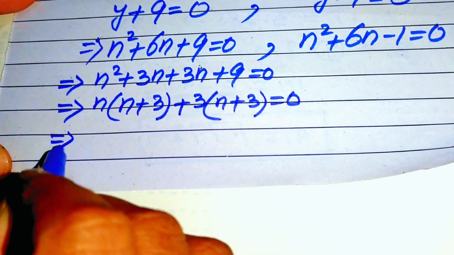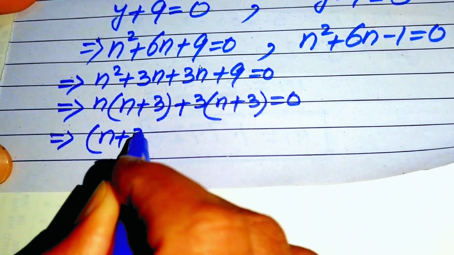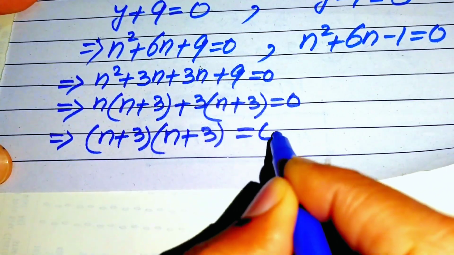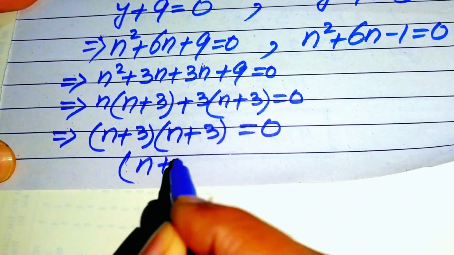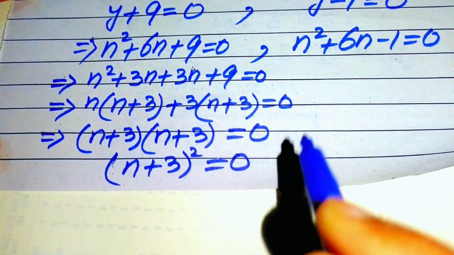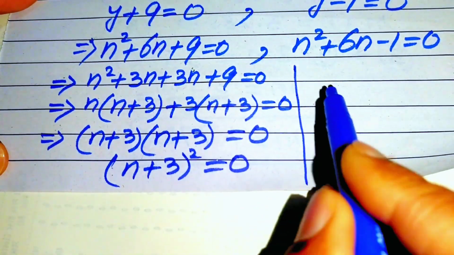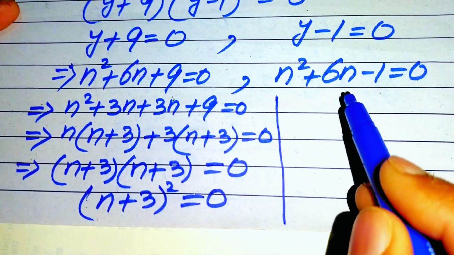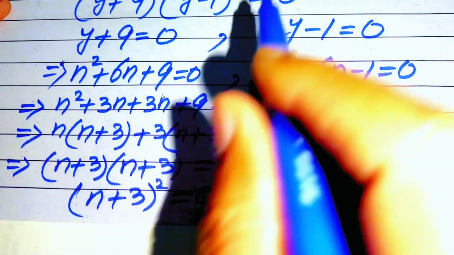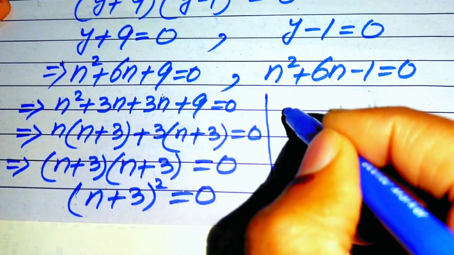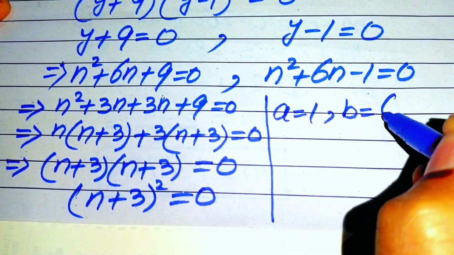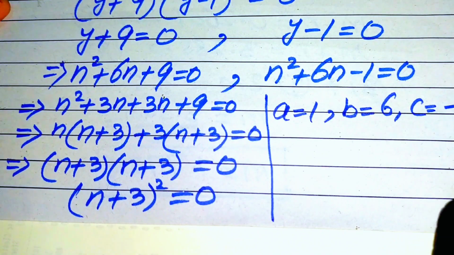So now we take common n plus 3 from both of these terms. So you get n plus 3 equals to 0, and finally we get here n plus 3 whole square equals to 0. So in this equation we cannot easily find the factors of this equation, so here we use the quadratic formula. So now first I can write the coefficients of this equation, and we have a equals to 1, b equals to 6, and c equals to -1.